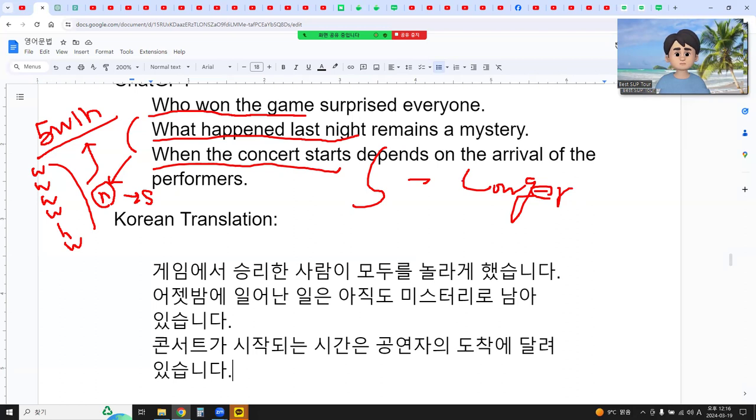Here in Korean, who won? Who, 사람, 누가 그 게임에서 승리했는지. 게임에서 승리한 사람이 모두를 놀라게 했다. Who won the game? What happened last night? 어젯밤에 일어난 일은 아직도 미스터리로 남아있다. When the concert starts, 콘서트가 시작되는 시간. 시간은 when. 시간은 공연자의 도착에 달려있다.